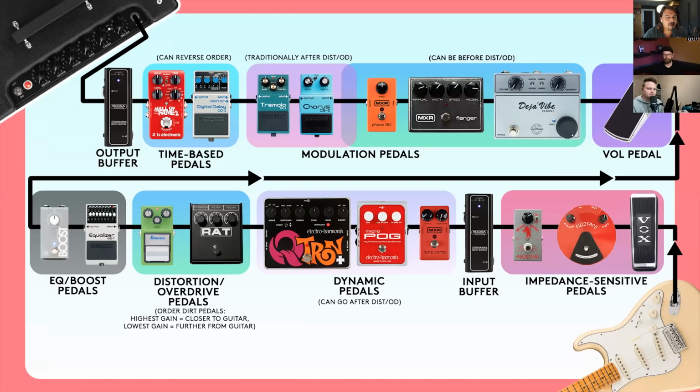And here we have the rough order. The guitar comes in, goes into impedance sensitive pedals: wah, fuzz, treble boosters, maybe Octavia, or could even be Univibe potentially here. Then you're hitting your input buffer. There was one clarification that some people mentioned in one of our videos about signal path. We should clarify that tuners could also live before or after this input buffer, depending on whether the tuner is buffered or not.